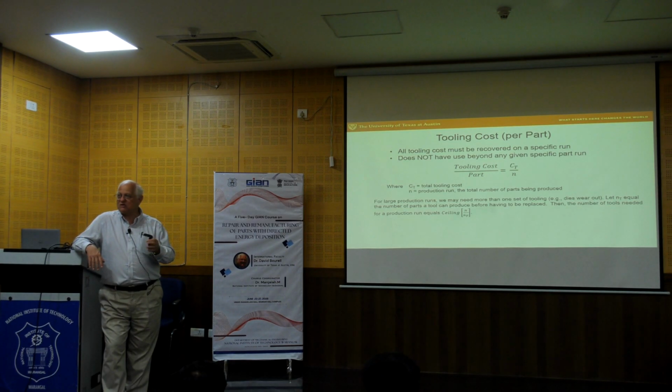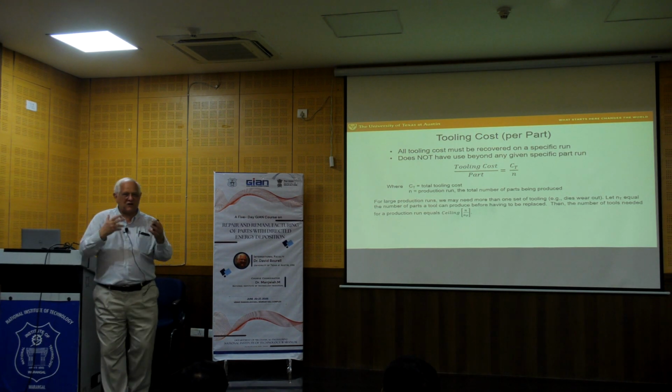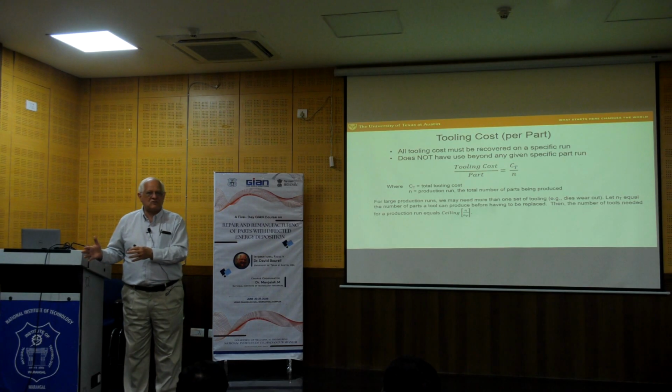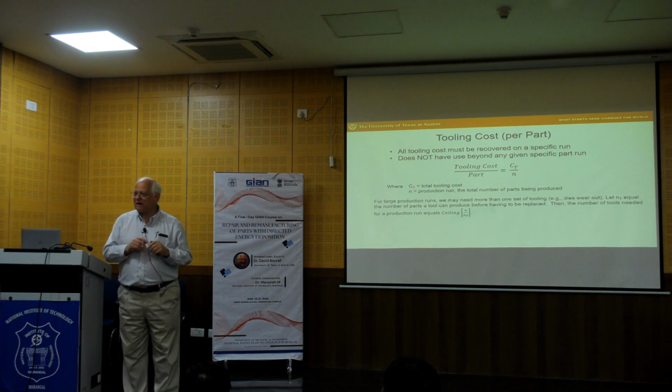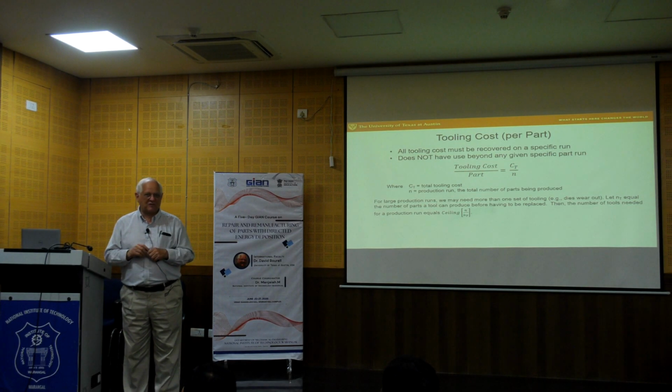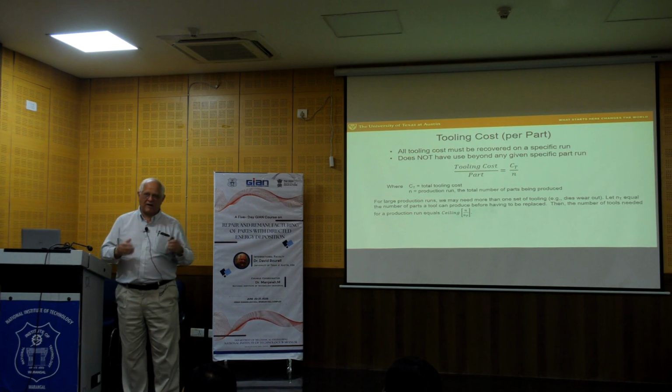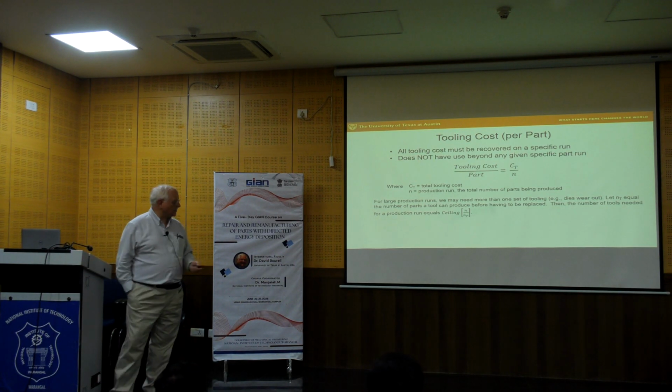Because four sets will wear out, and the 5th set will be half worn out, right? So I still have to have that 5th set to complete the job. And I'm not allowed to pay for half of a tool set. I can't rationalize with people, well, look, I'm only going to use half of the tool life, so I should only pay for half of the tool. It doesn't work that way. You've got to pay for the whole tool to write it off. So that's the way this works.